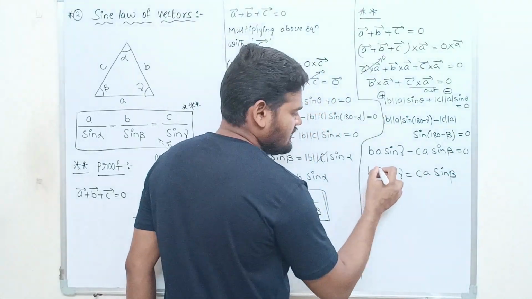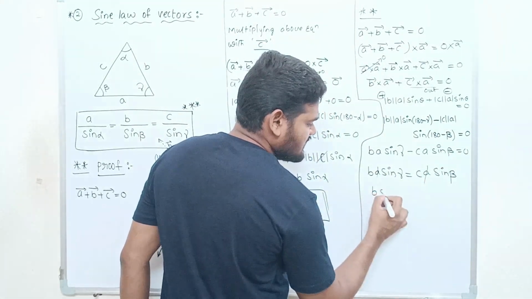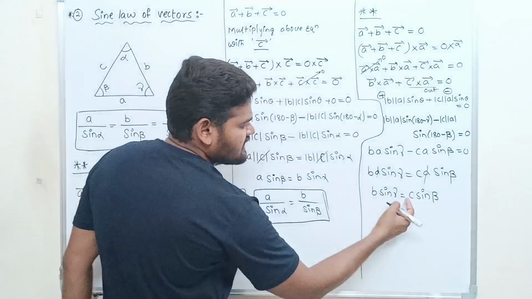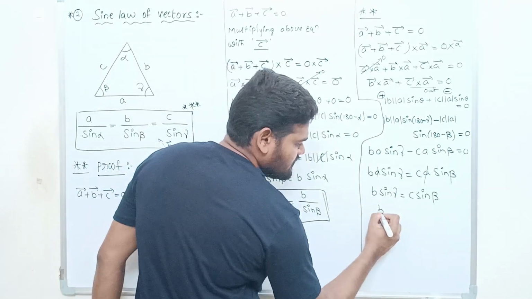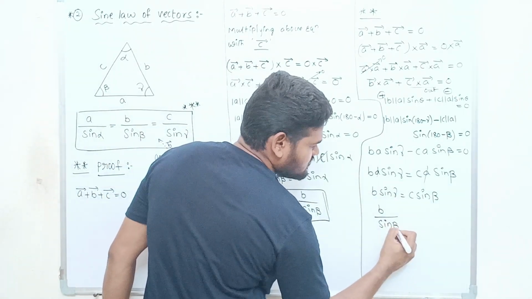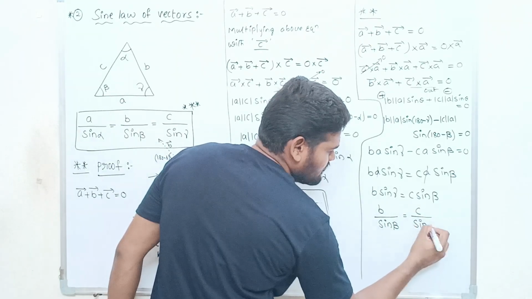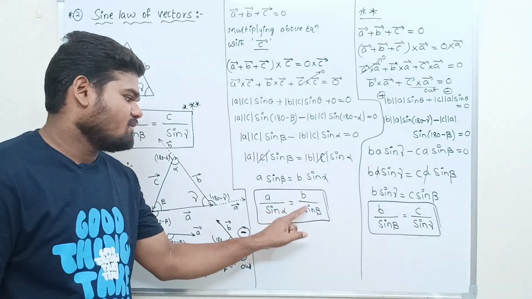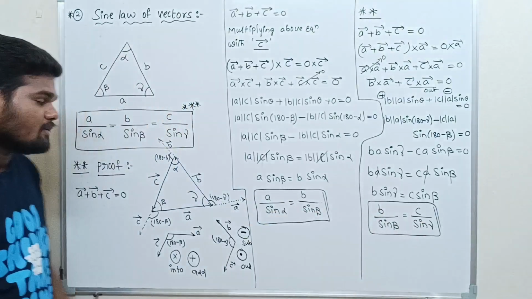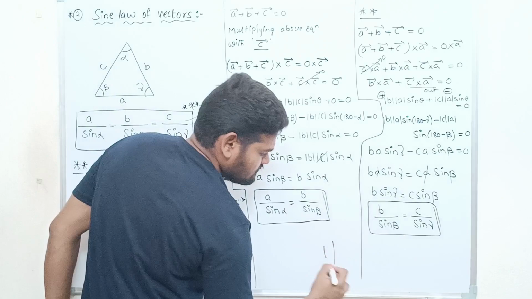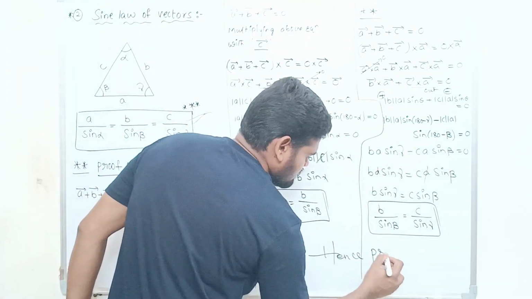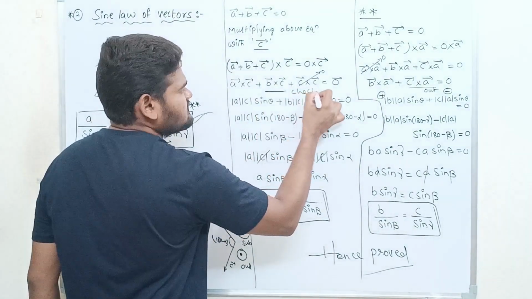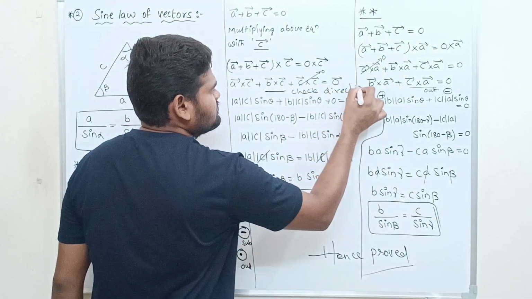So A gets cancelled out, and B sine gamma is equal to C sine beta. So bring this sine beta to this side and bring this sine gamma to that side. It becomes B by sine beta is equal to C by sine gamma. So have a look. A by sine alpha is equal to B by sine beta is equal to C by sine gamma. Hence proved. Only the thing is, here you have to check the direction.